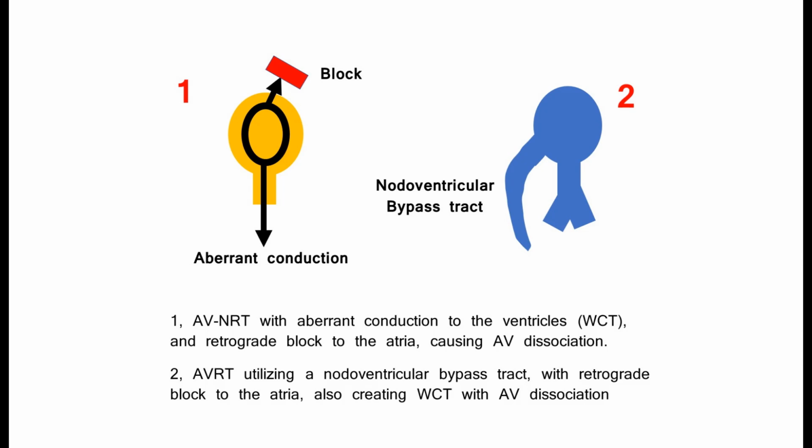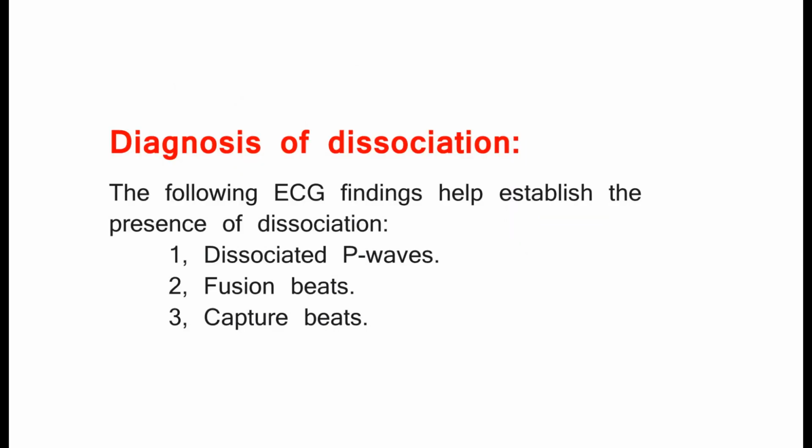AVNRT with aberrant conduction to the ventricles, WCT, and retrograde block to the atria, causing AV dissociation. 2. AVRT utilizing a nodoventricular bypass tract, with retrograde block to the atria, also creating WCT with AV dissociation. Diagnosis of dissociation. The following ECG findings help establish the presence of dissociation.